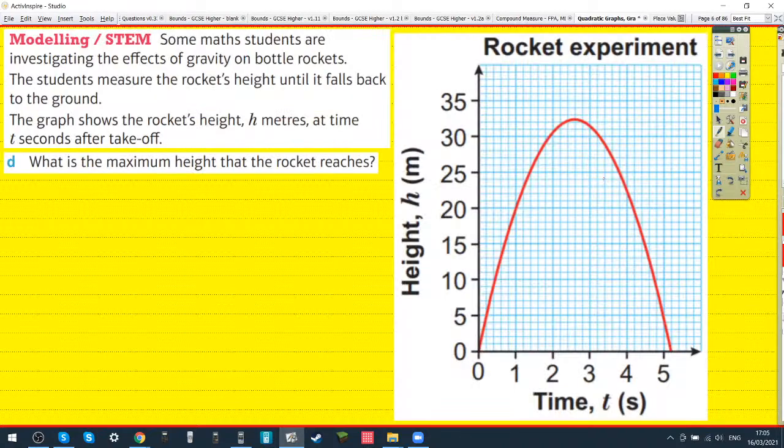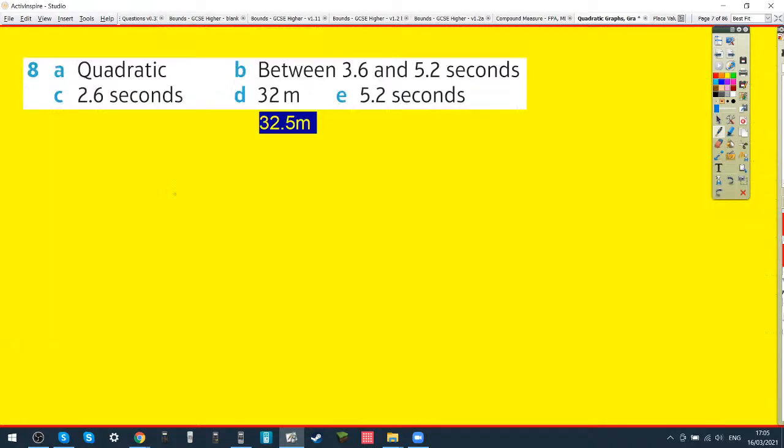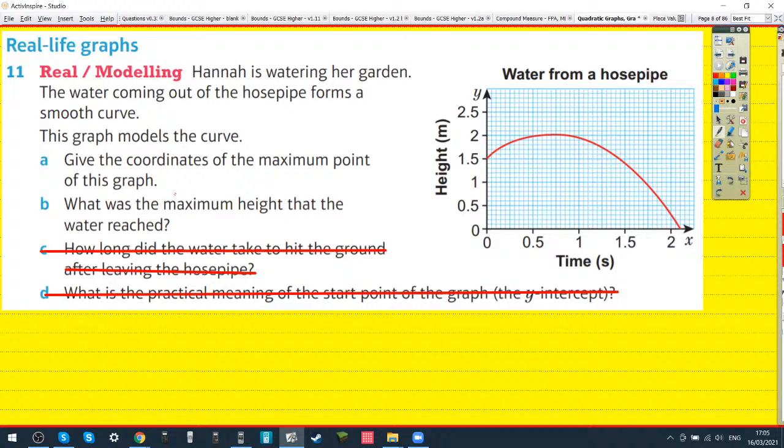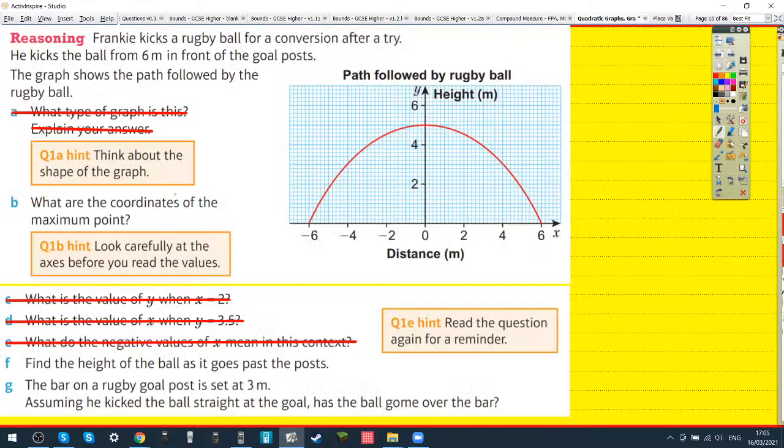Okay, how about this? Maximum height, that is 33. Looks like it's about that, 33, 32 meters, I think, is it? Oh, 32.5, yeah. Okay. Let's see. That's all right.